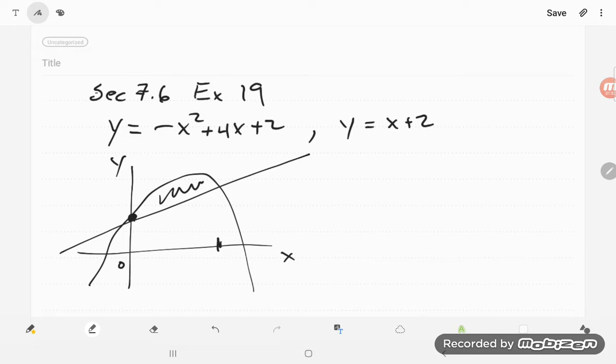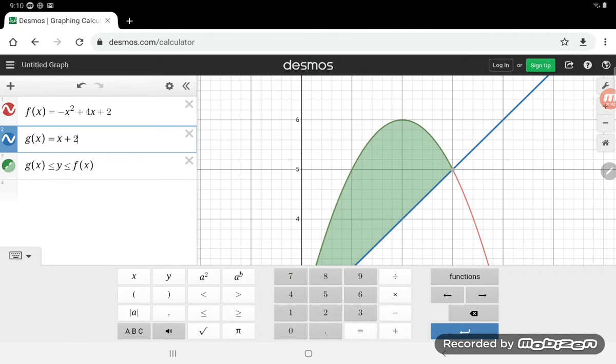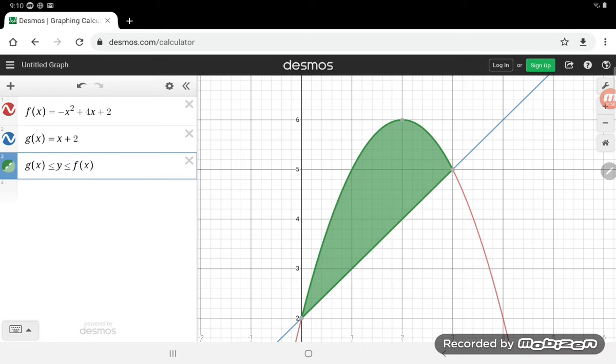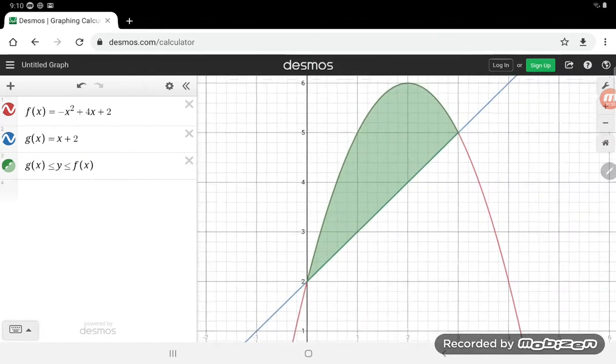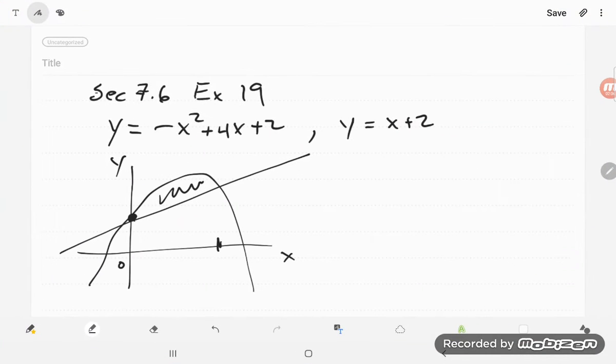I could also simply graph that in Desmos, and that's what I did here. So there's the parabola, there's the straight line, and just to help visualize, I shaded between the two. If I click on one of those lines and hit the points there, I can see, yep, 0, 2 to 3, 5. Okay, great. So this is at 3.